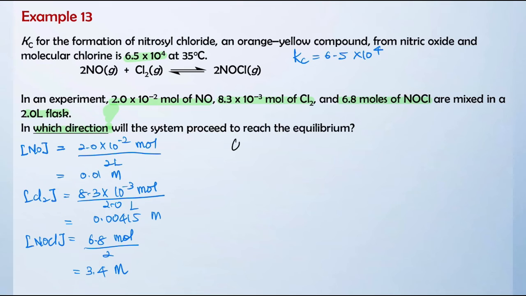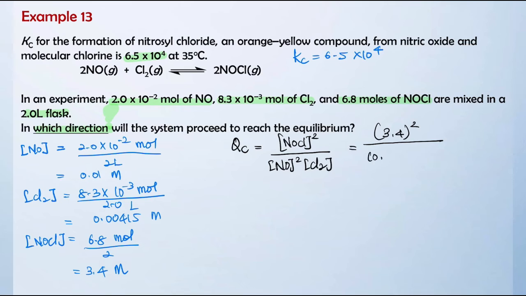So next, what do we need to do? We need to find the value of Qc. To find Qc, we express it first. Qc equals the concentration of NOCl squared divided by the concentration of NO squared times the concentration of Cl2. We substitute the values we calculated earlier, and when we press the calculator, we get the value of Qc as 2.76 times 10 to the power of 7.